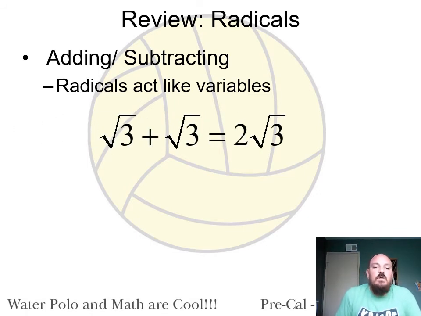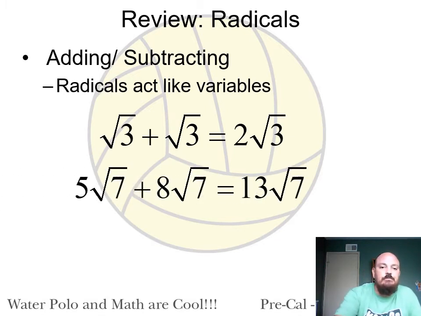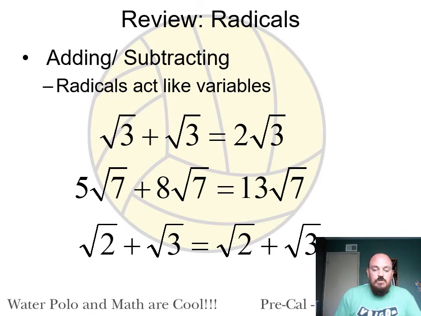So here's an example. If I have the square root of 3 plus the square root of 3, I can add them together and have two of them. It's like x plus x is 2x. The square root of 3 plus the square root of 3 gives me 2 square root of 3. Or here's one with some coefficients: 5 root 7 plus 8 root 7, just add them up, 13 root 7. And here's an example of what does not work. If you have 2 plus the square root of 3, don't change it. Don't try to give me square root of 5, that's not the right answer. It's just 2 plus the square root of 3, you just leave that.